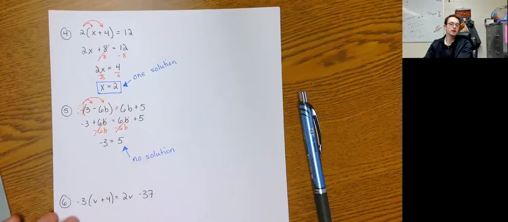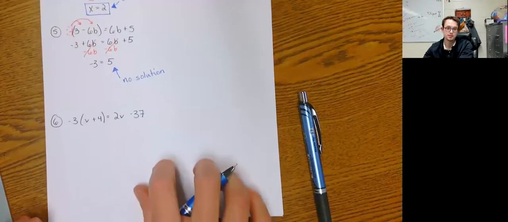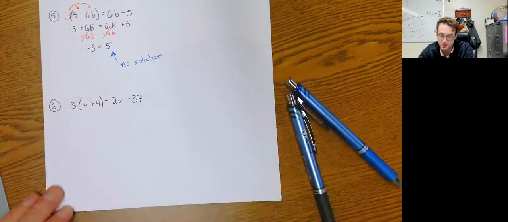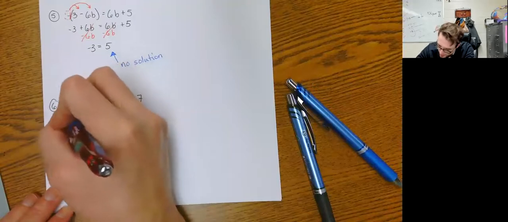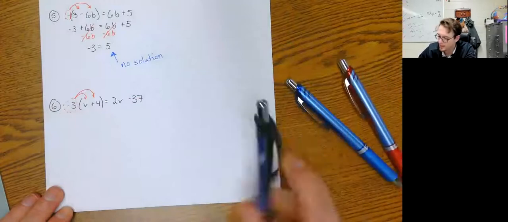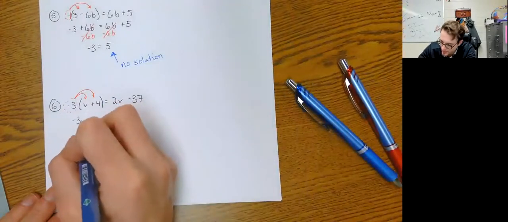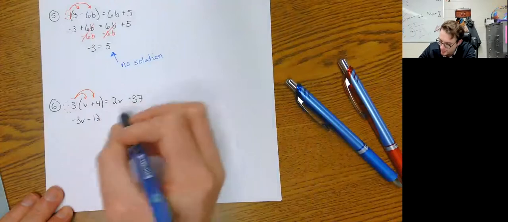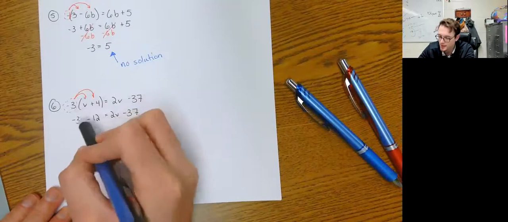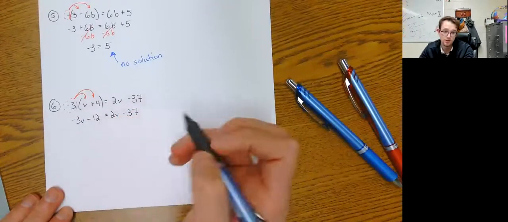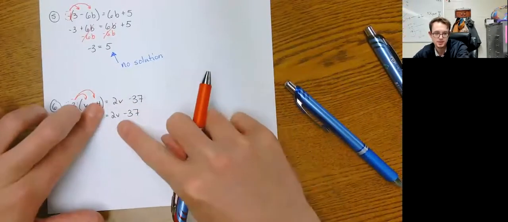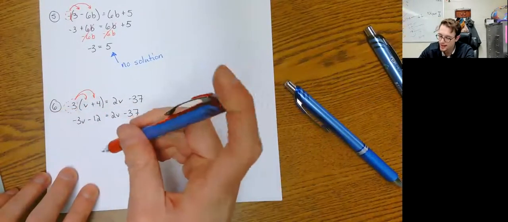All right. Last example. You need to simplify this side, right? So I need to distribute a -3. I'm going to get -3v minus 12 equals 2v minus 37. All right, I multiply -3 times v, -3v, -3 times positive 4 is -12. Simplified? Yes, it is. Simplified? Yes, it is. So let's cancel out the things I don't want.